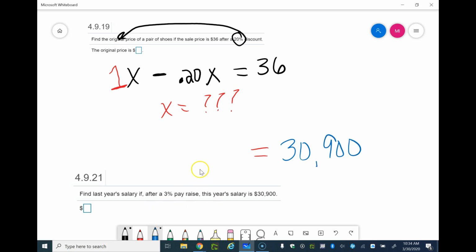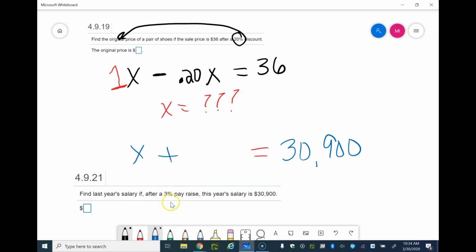How do we get a raise? Well, first, what do we need for a raise? And also, what does raise mean? If discount means subtraction, raise must mean addition. And what two things do we need to make these equations for a raise? Well, we need our original salary. Do we have it in this problem? No, because that's what we're looking for. We're trying to find last year's salary, our original salary.